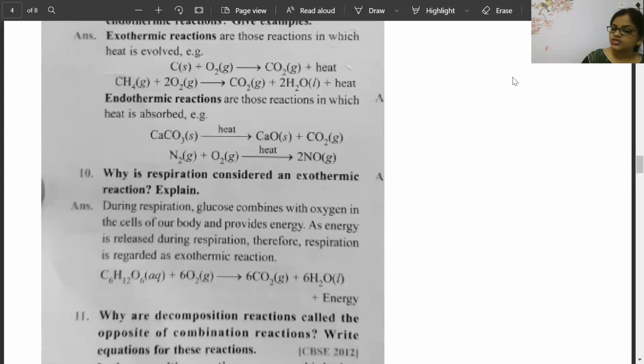Why is a decomposition reaction called the opposite of combination reaction? Write equation for this reaction. Okay, Pavitra: during digestion, the complex food is broken down to simpler ones. Combined carbon. Okay. Very good, Pavitra. You have also written the correct answer.